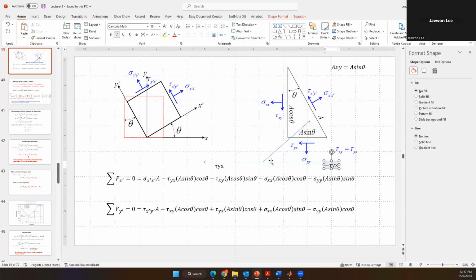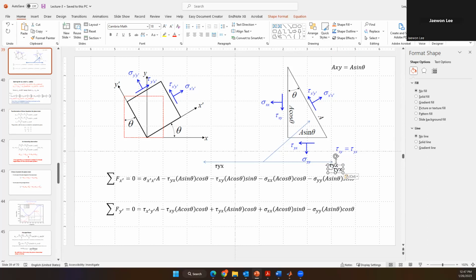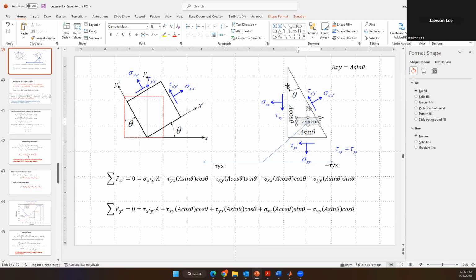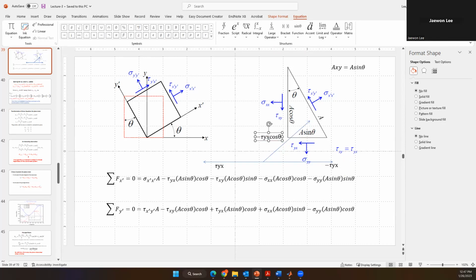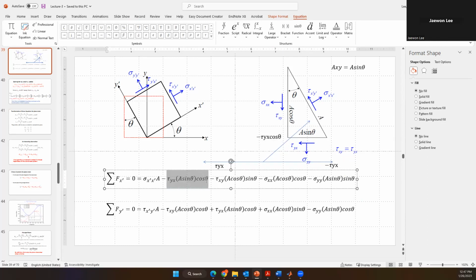Then, because this angle is theta, it is explained as tau yx cosine theta. This direction force is tau yx cosine theta. Do you understand? So this term could be explained by this relation.